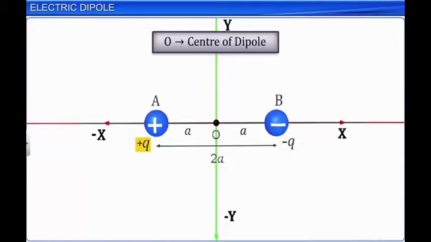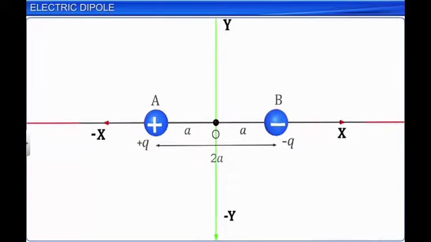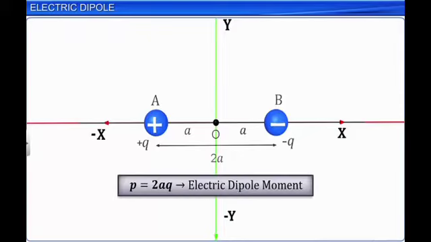The product of the length of the dipole and the magnitude of the charge is called the electric dipole moment, p. Here, p is equal to 2aQ. It is a vector quantity directed from -Q to +Q.